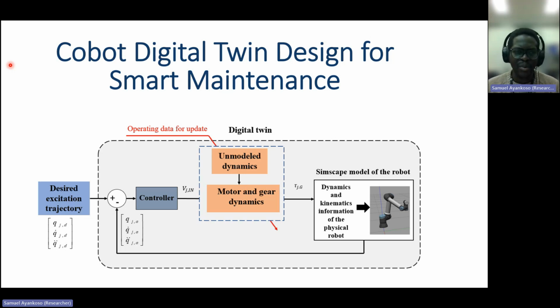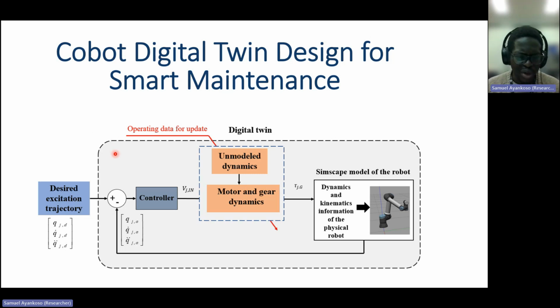and at the same time, this is a type of model that is being updated constantly. That is, you don't just develop it once and leave it like that. You need to update the parameters of this kind of virtual model as the physical system is changing.